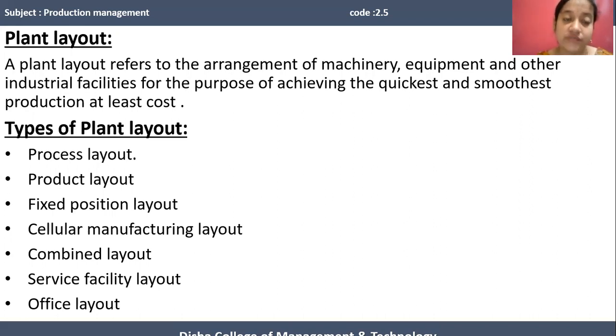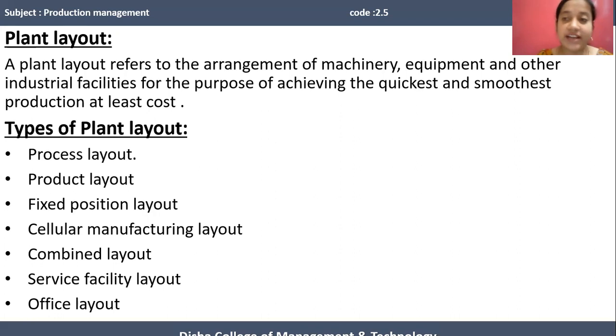So plant layout refers to the arrangement of machinery, equipment and other industrial facilities for the purpose of achieving the quickest and smoothest production at least cost. Means whatever elements are required for producing a particular product, that is machinery and equipment and other industrial facilities, should be arranged in a sequential manner so that the output of one machinery can be used as input for another machinery and production can be done in the smoothest and quickest manner.